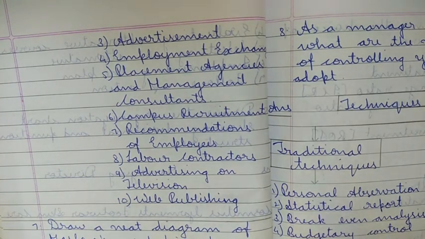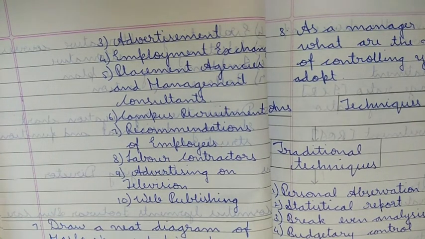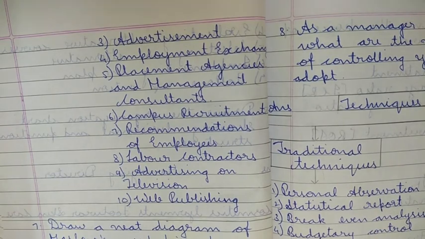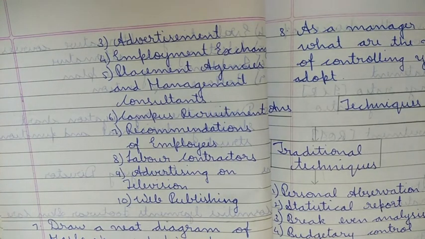Then recommendation of employees. If you are an employee and your friend or someone wants the same job that you are doing now, or wants a job in your company, you recommend him to your manager and say that a person known to me is asking whether there is any vacancy in your company. So recommendation of employee means you are recommending an employee to your company.